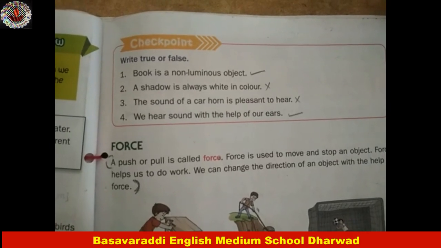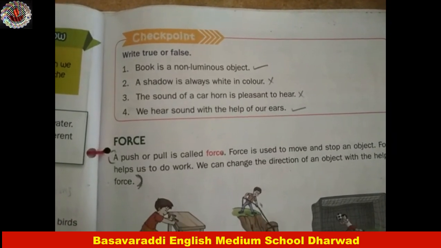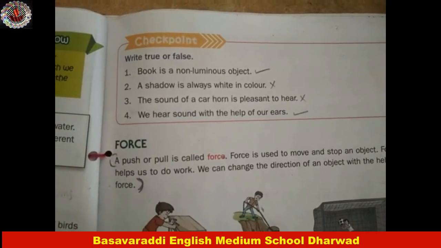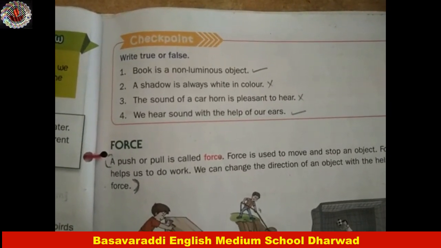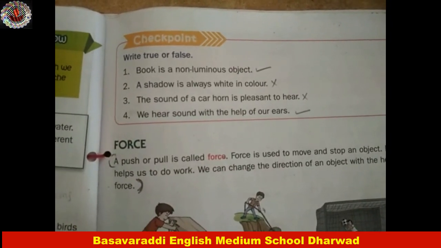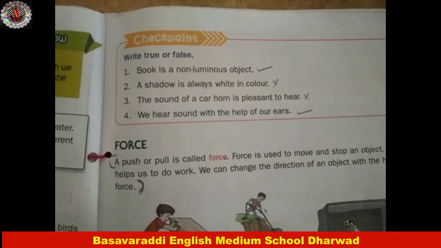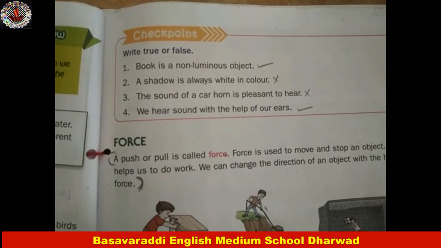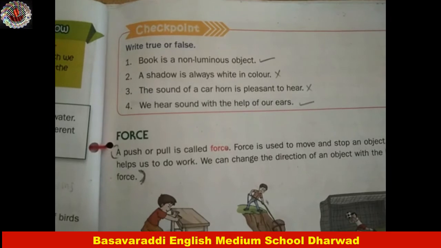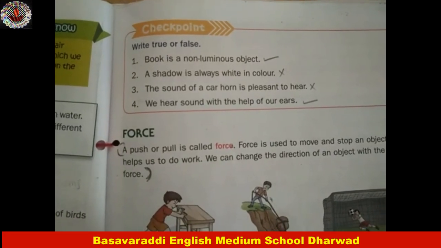Next checkpoint, write true or false. First one, book is a non-luminous object. Yes, book is a non-luminous object. Second one, a shadow is always white in color. Wrong, a shadow is always black in color. So the second statement is wrong.